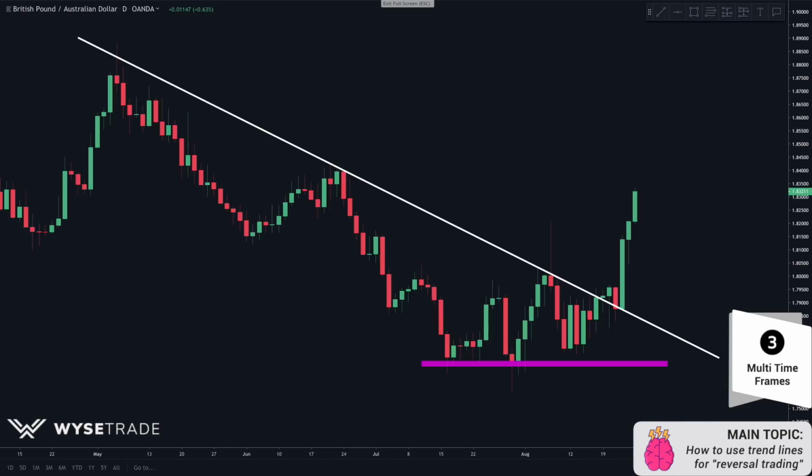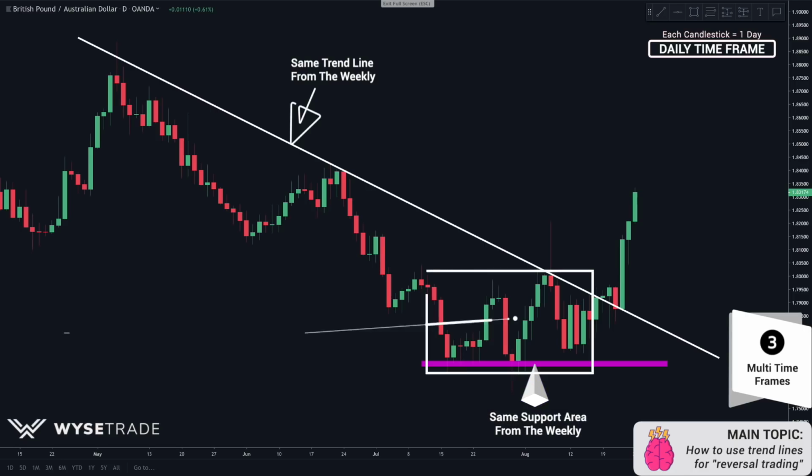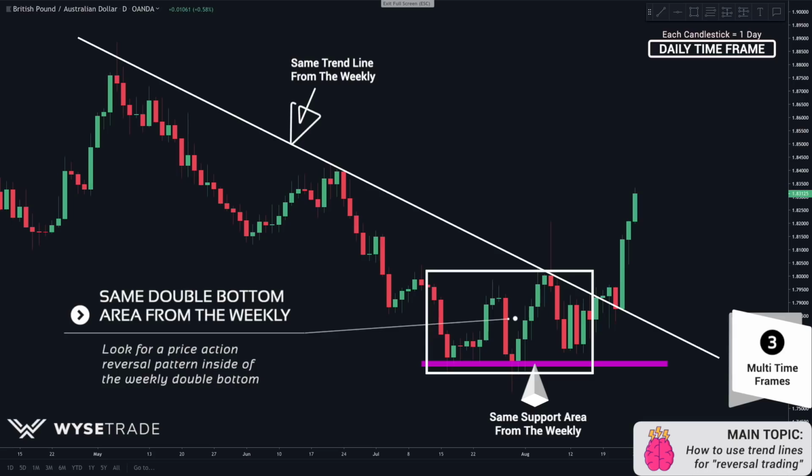price movement. So here on the daily, you have your same trend line from the weekly and your same area of support from the weekly. Here is where the double bottom occurred on the weekly time frame. And again, we see a lot more detail on this daily time frame. So again, in order to confirm the weekly double bottom reversal pattern, you want to also look for bullish price action that shows a trend change from a downtrend to an uptrend on this time frame. And you got this through the following things.